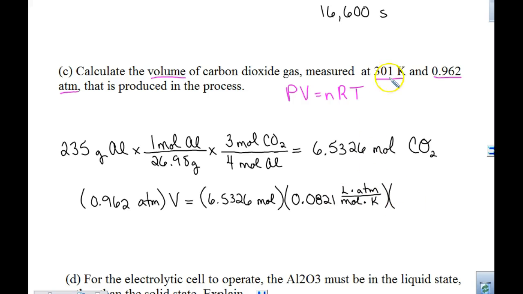And then they were nice to us and gave us our temperature in Kelvin, so we don't have to convert it. And do a little bit of algebra, round that to 3 significant figures. You should get 168 liters of carbon dioxide gas.